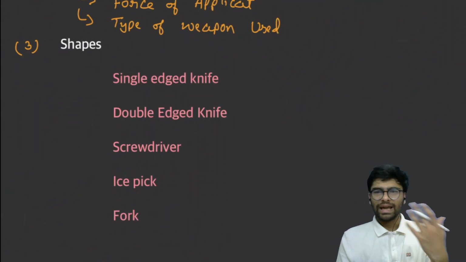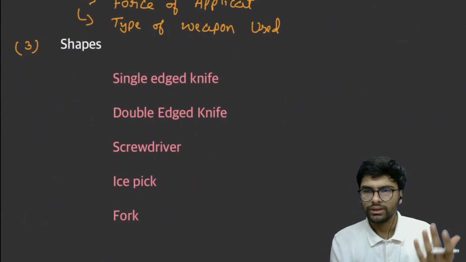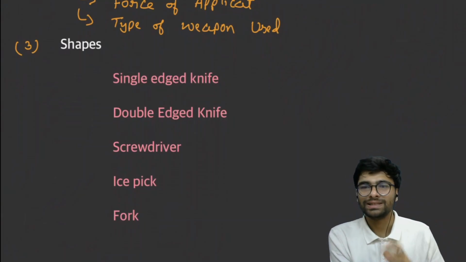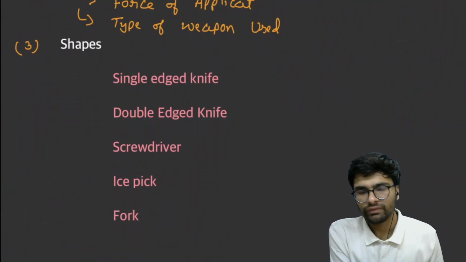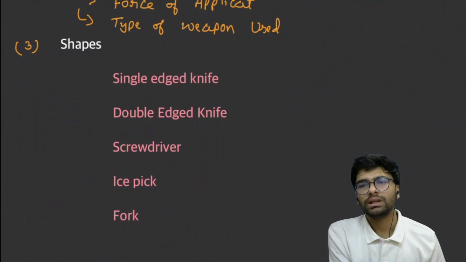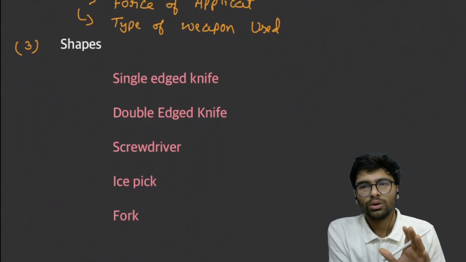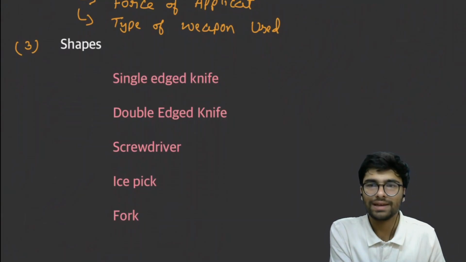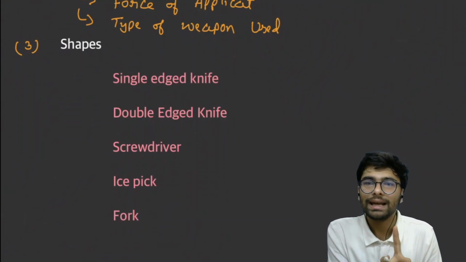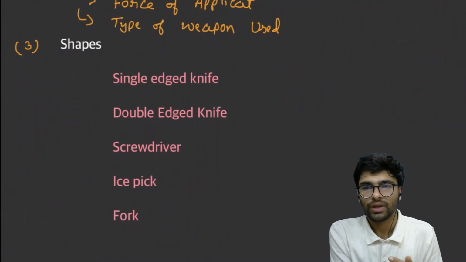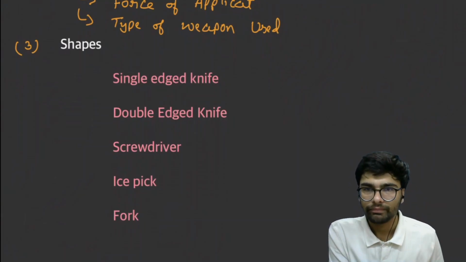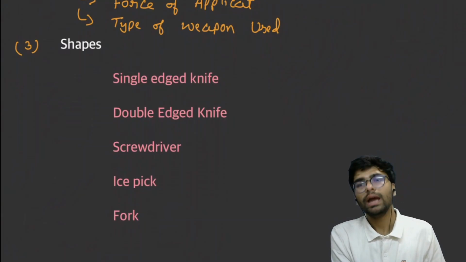Like I've told you earlier, I don't know how many weapons exist in this world, but I know some 4 or 5 weapons, and this much is given in Gautam Vishwas. So this has to be remembered. The shape of at least 5 has to be remembered. One is the single-edged knife. What is a single-edged knife? One side will be sharp and the opposite side will be blunt. That is a single-edged knife.